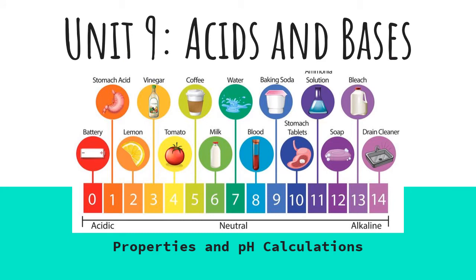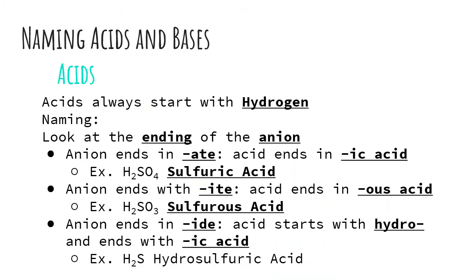All right, y'all. So today we are switching gears from solutions to talk about acids and bases. We're going to talk about how we name acids and bases, some of their properties, how they react with one another, and how we calculate their pH. So first of all, we need to know how to name acids and bases and be able to recognize which is which and write their formulas if we're given the name.